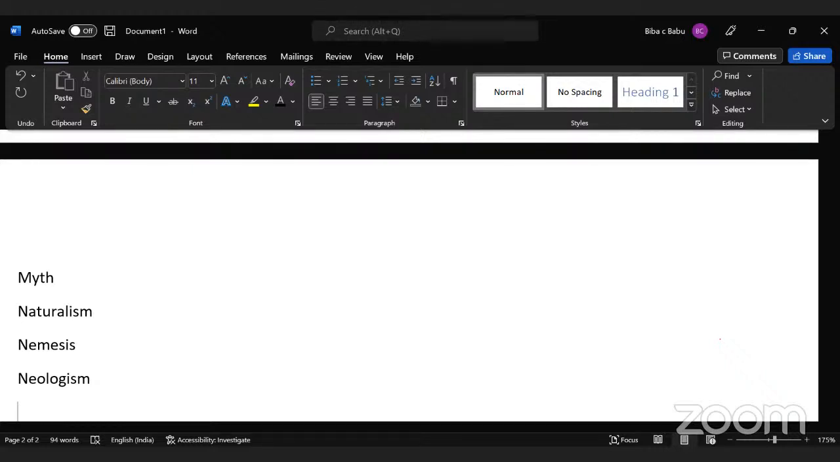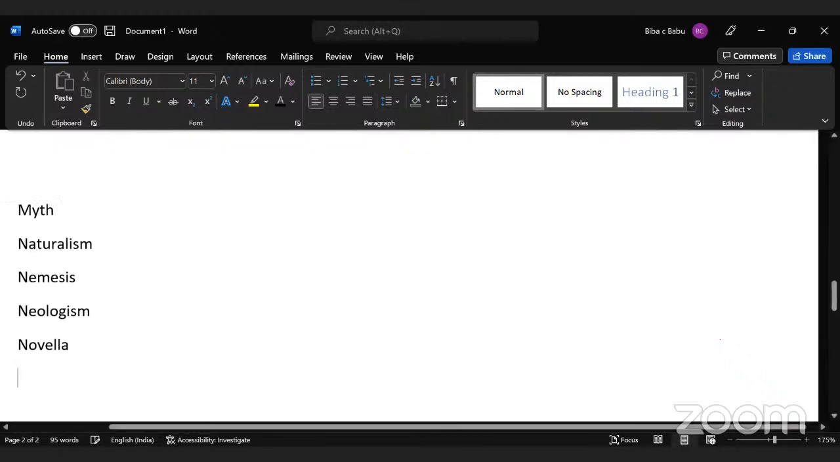We have to go fast because we are running out of time. I haven't completed one chapter. Novella. Novella is a prose fiction. It is longer than a short story, but shorter than a novel. It falls in between short story and novel. Novel is big. Short story is small. Novella falls in between this. That is novella. Ernest Hemingway's The Old Man and the Sea is an example of novella.